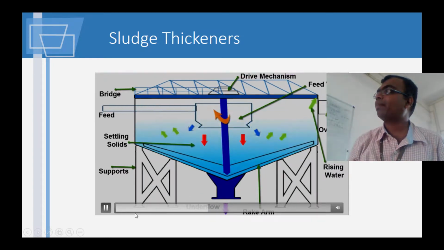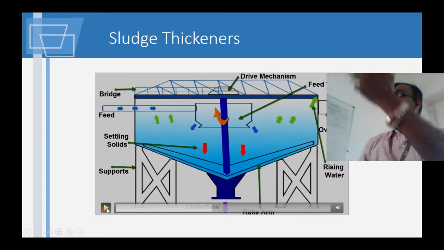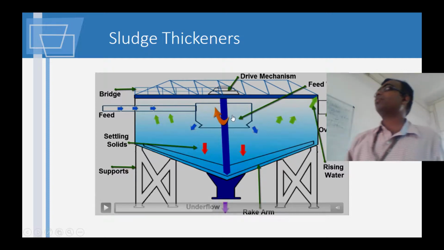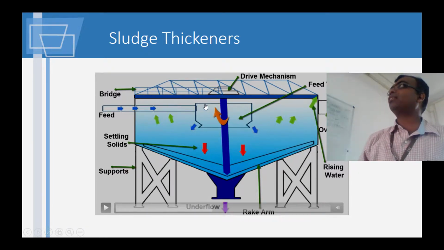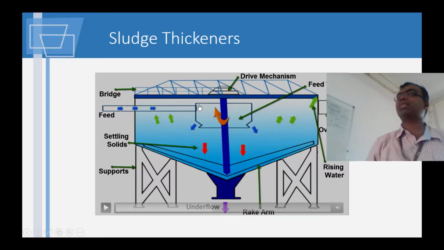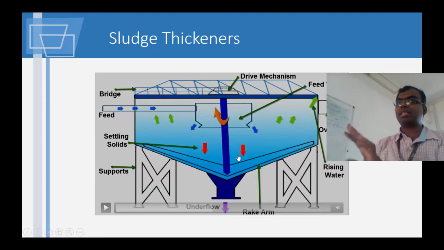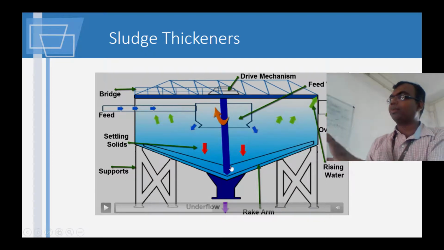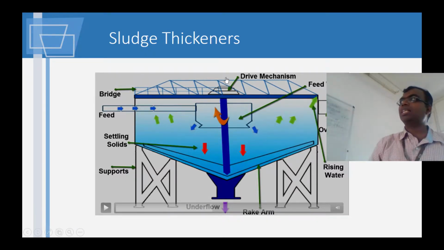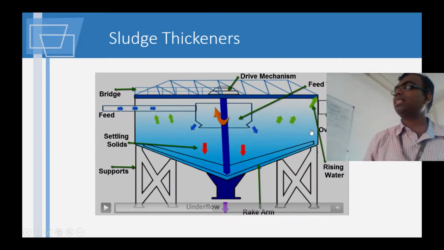So now you see, it doesn't enter from the side. Basically, it enters from the center. The feed comes in here, it's called a feed well. So the feed well distributes the water or the influent. The influent is made sufficiently slow so that it doesn't disturb too much the condition inside the tank.